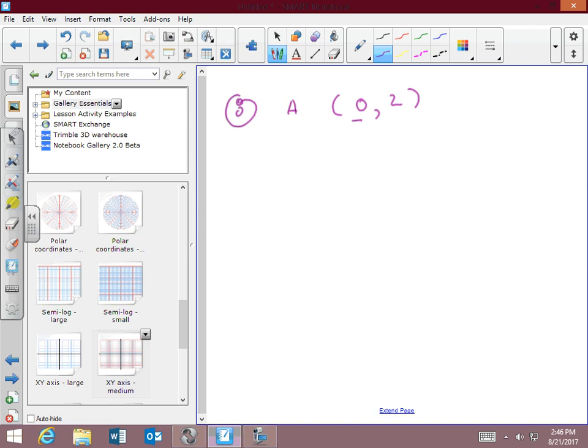Okay, B. B says x is, and I heard someone say -4. Does everyone agree? All right, what is y? I heard -1. Everyone agree? Anyone disagree? C, what is it? X is 2 and y is? Everyone agree?